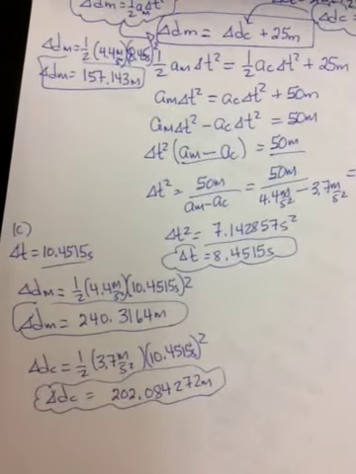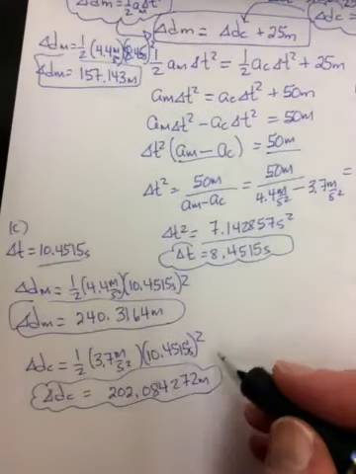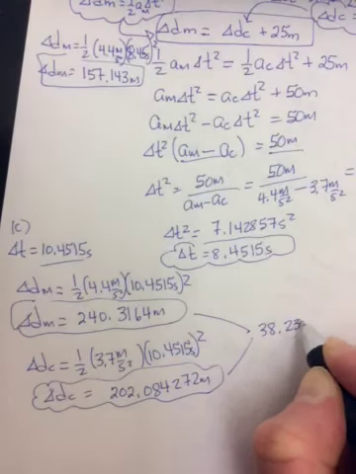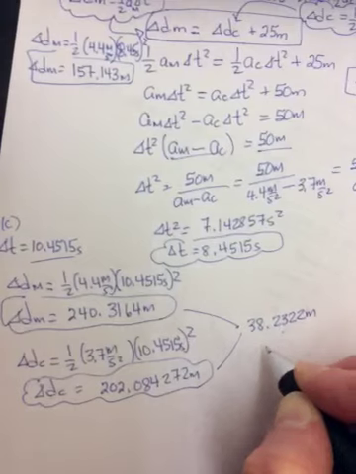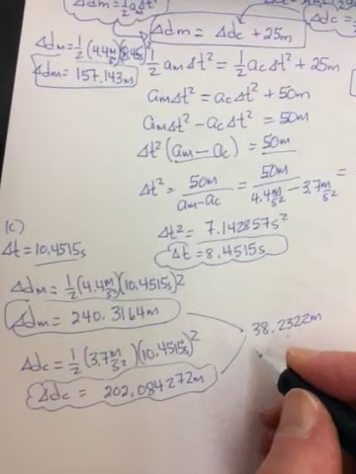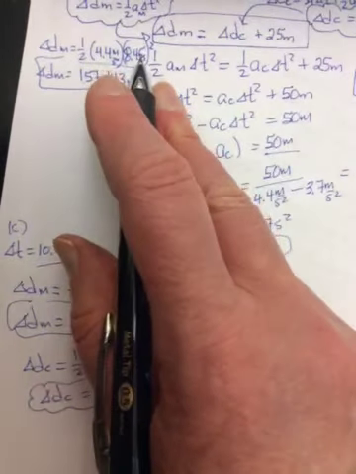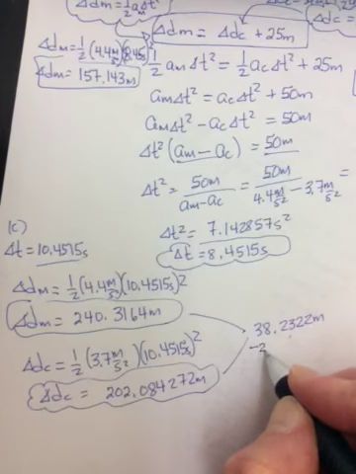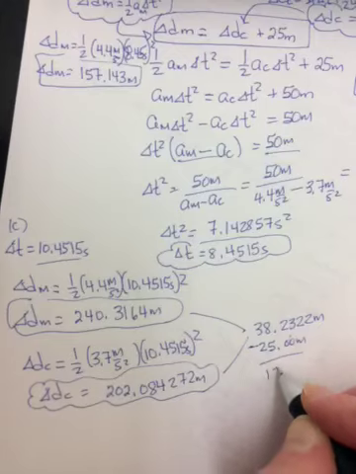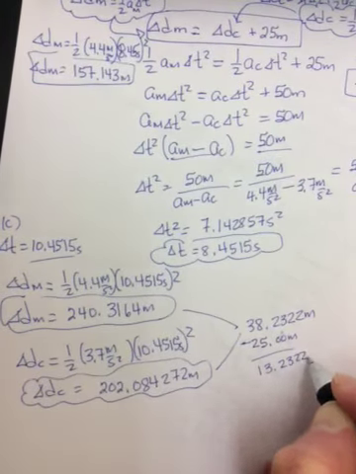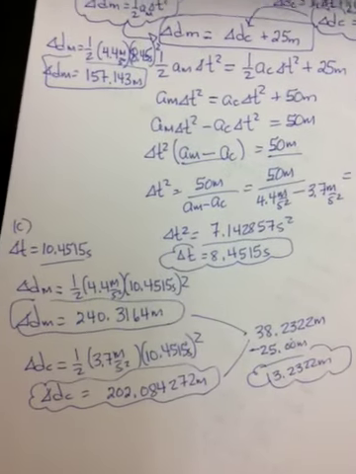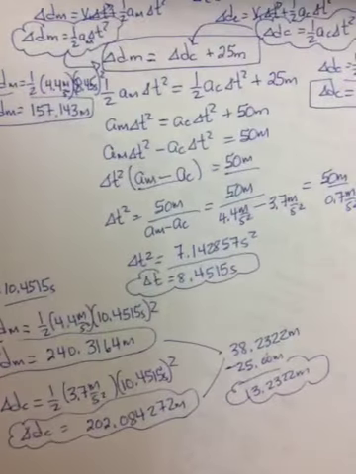If you find the difference in these two, it's actually 38.2322 meters. But that's not really how far the motorcycle is ahead, even though it looks like that on my sheet, because the motorcycle started 25 meters behind. So you have to take the 25 meters off, and you would get 13.2322 meters. This is how far the motorcycle is actually ahead. Okay, so that's number 2 completed. Very good.